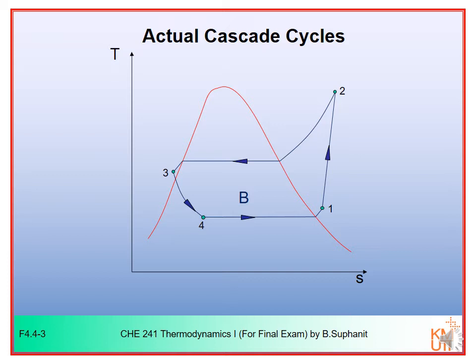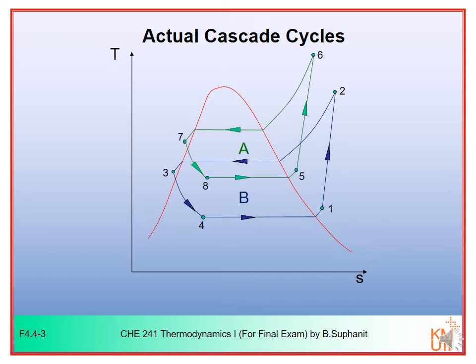Number 1 to 2, which is the compressor, it may be irreversible compression. Number 3 here, it may be subcooled liquid rather than saturated liquid. Now you already know that cycle B will transfer heat to cycle A. So in the actual heat transfer, you must have some temperature difference between the hot stream and the cold stream.